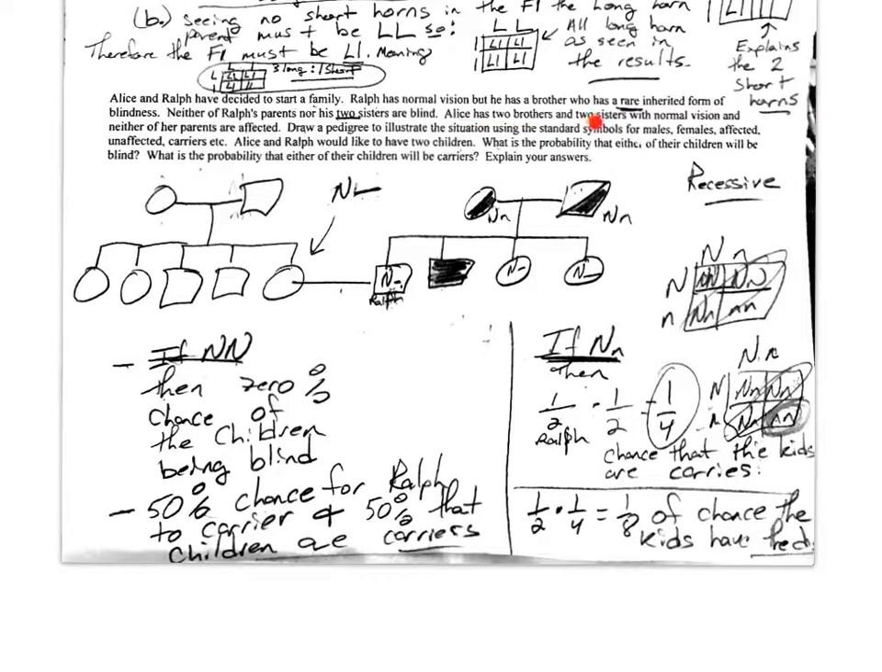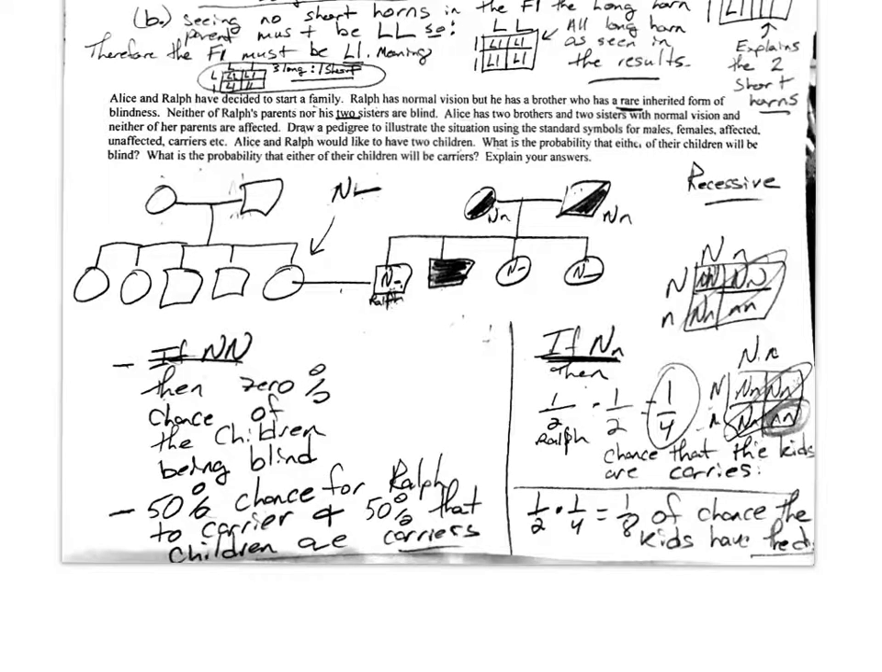Alice has two brothers and two sisters with normal vision, and neither of her parents are affected. Right? Draw a pedigree to illustrate the situation, using standard symbols for males, affected and unaffected.